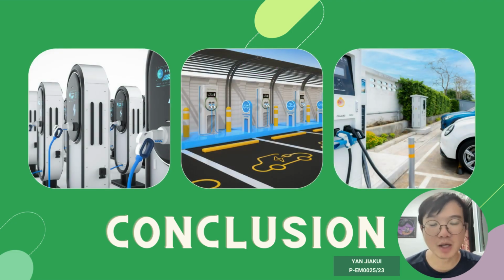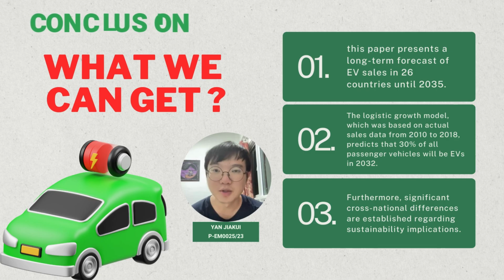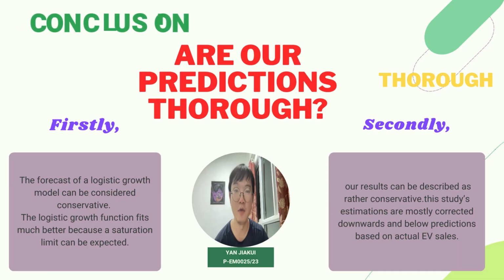Hello everyone, I'm Zhaoqi. Let me introduce this part. So what can we get from this paper? We can get 3 points. First, the paper presents a long-term forecast. Second, the logistic growth model. Third, significant cross-national differences. Of course, our application is thorough.